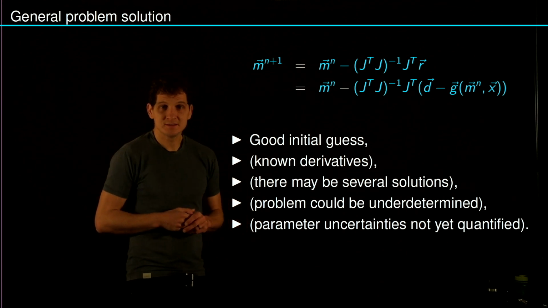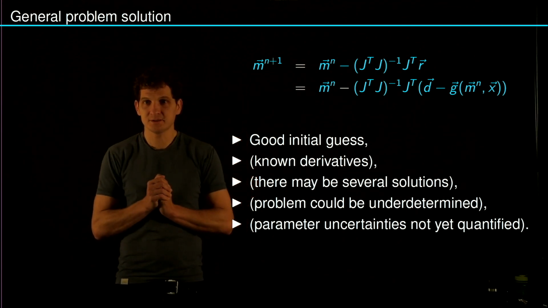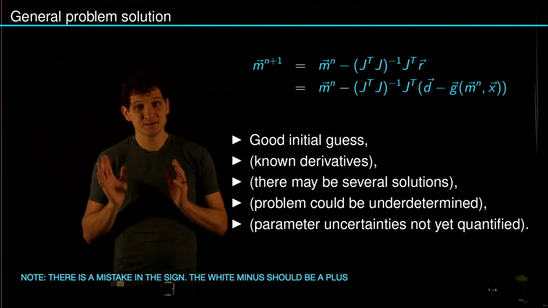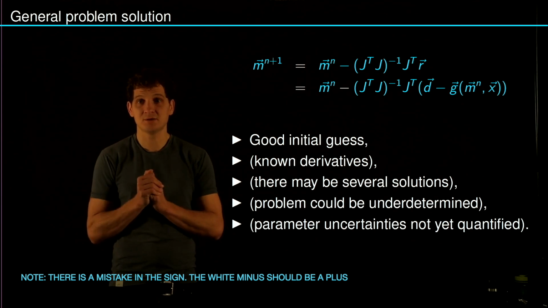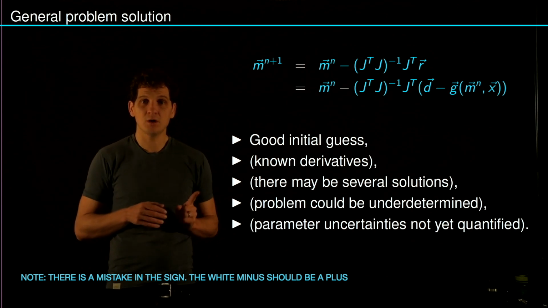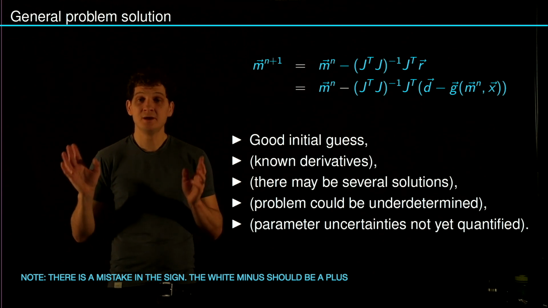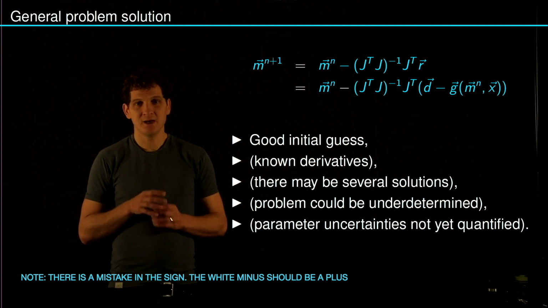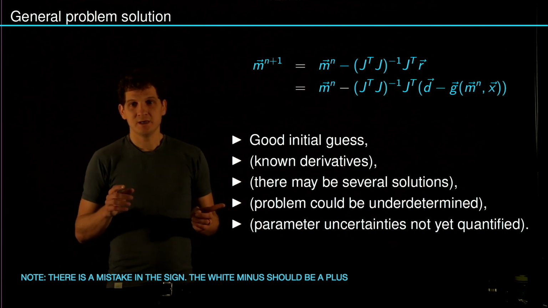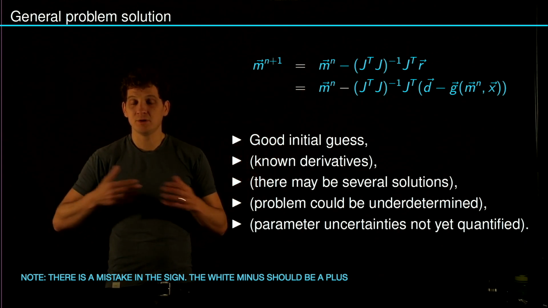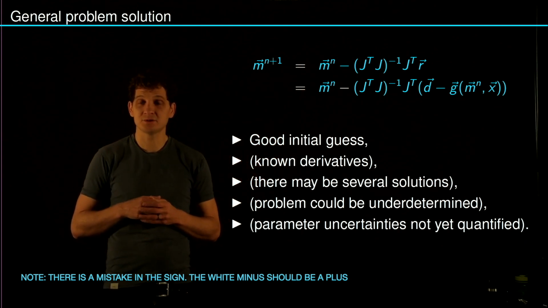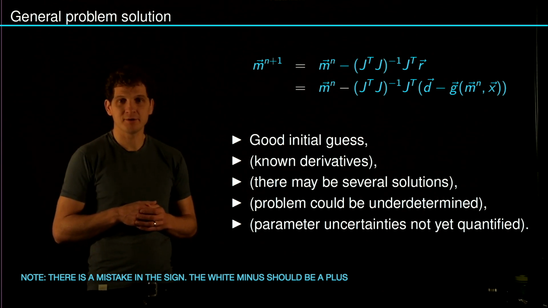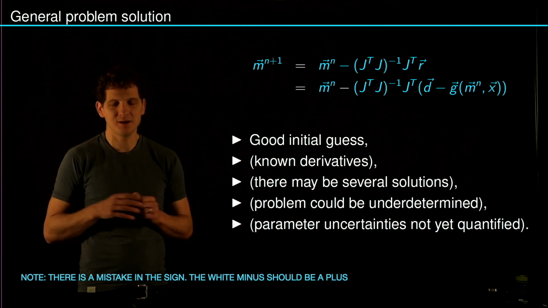Okay, so let's summarize. In all nonlinear least squares optimization methods, you need a good initial guess. You need to know something about the derivatives, and this is often the key, but for now you can just remember you can do it numerically. All nonlinear problems may have, they don't have to have, but may have several solutions, okay? If your problem is underdetermined, this method may fail and you need to apply other methods. A problem that's underdetermined means you have more model parameters than observations, so those problems require regularization, which I will treat in another video.